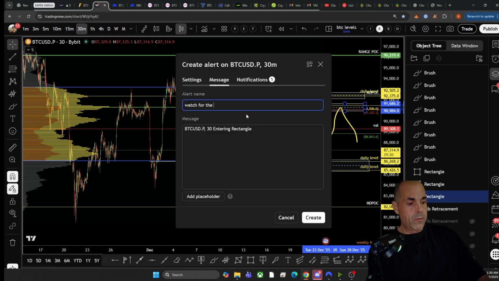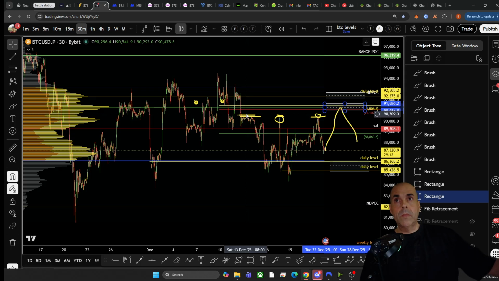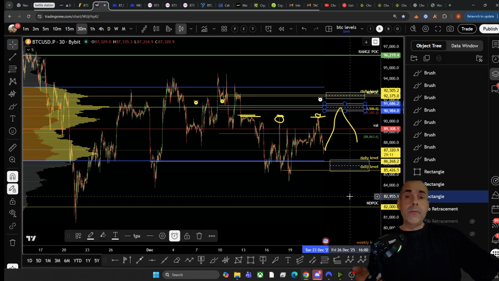Watch for the swing failure pattern. Entry trigger. Okay. Now when that alert goes off, what do I have to do?